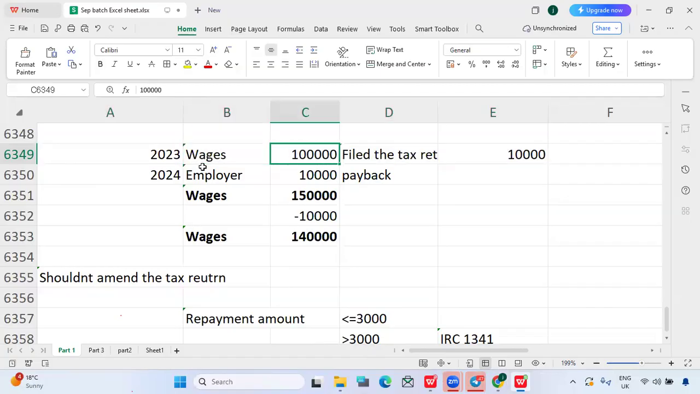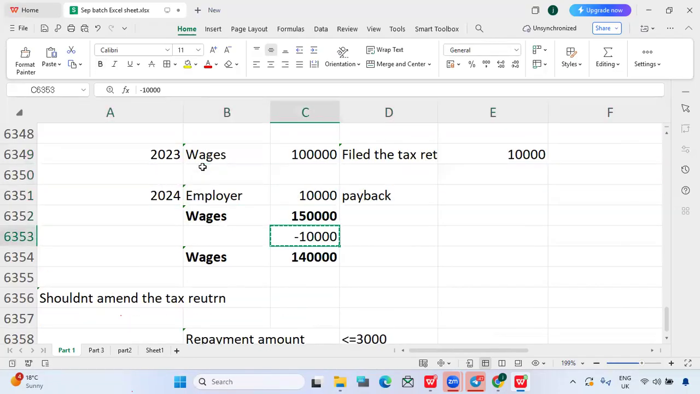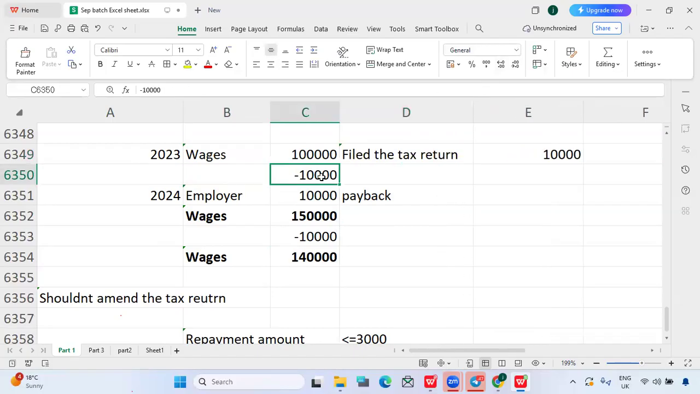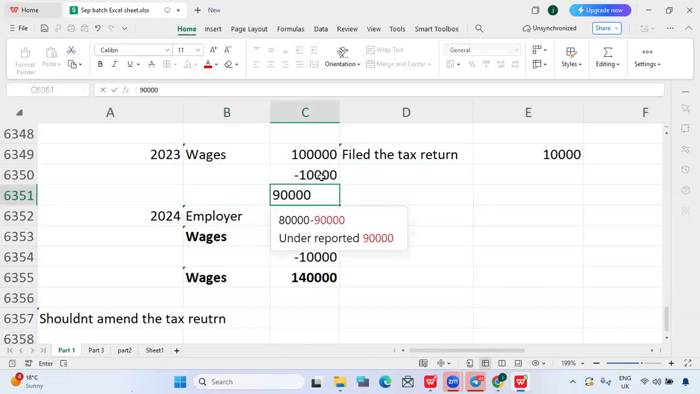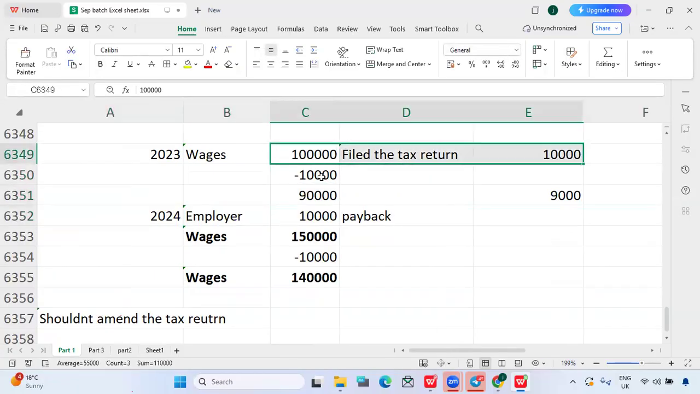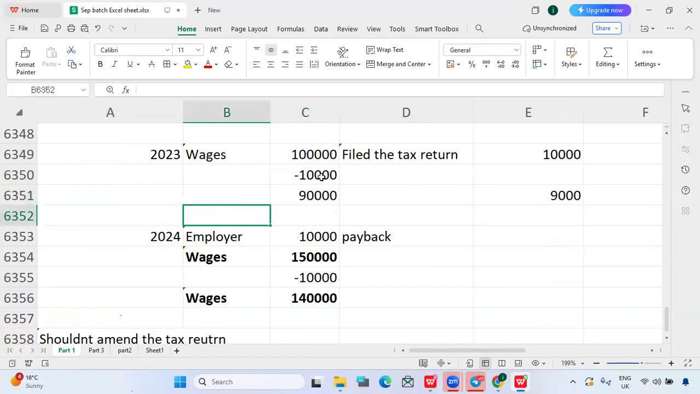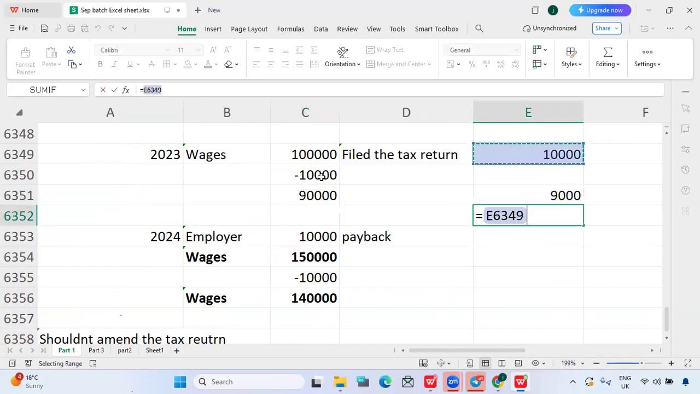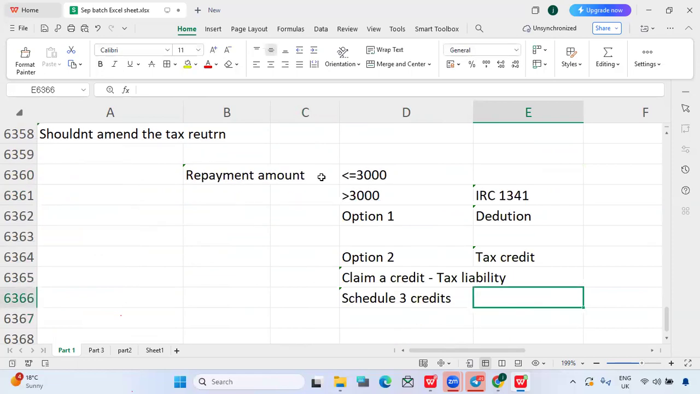So for $100,000 we have paid tax of 10,000, and now we are paying back $10,000. So how much tax could we have saved? If you reduce the $10,000, then on 90,000 we should actually pay. That means 9,000 we could have paid. But instead we have paid 10,000. So that means excess tax paid. Because of the repayment, we have paid an excess of $1,000. This $1,000 you can take as credit now.